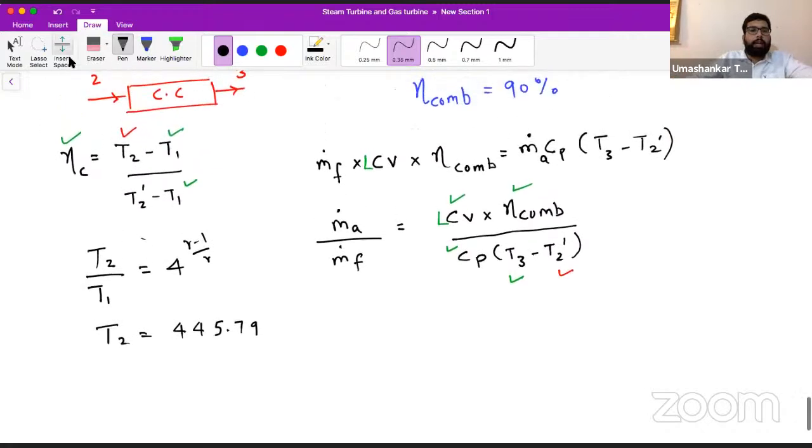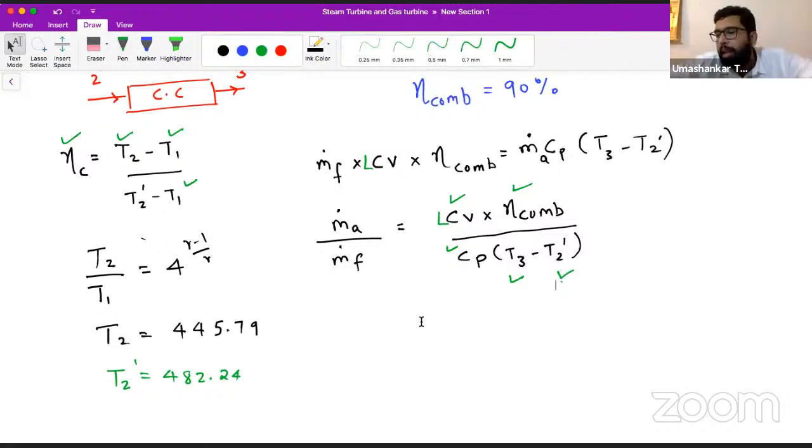Now this red ink I can remove and we can have our green ink back here. We now have the value of T2, so we can find the value of T2 dash also. It will be 482.24. Now that we have the T2 dash value, I can take away this red ink and replace it with green. In this equation we now have all these values. Can you place them and get me the answer?